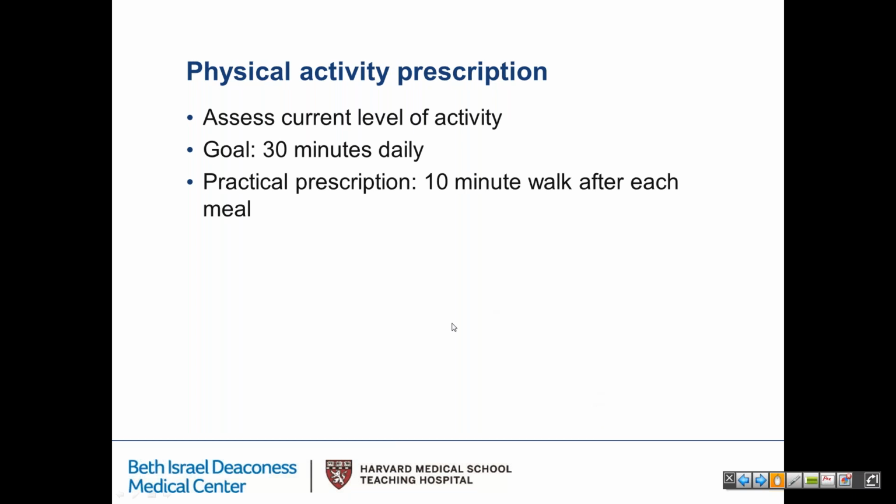In terms of physical activity, it's always important to assess current levels of activity. People often report that I am active, and that may actually be true. The goal is 30 minutes of structured physical activity daily. Practically speaking, my initial prescription for folks who identify as sedentary is that a 10-minute walk after each meal is a great way to get started, and also to bring their blood sugar down just a little bit.